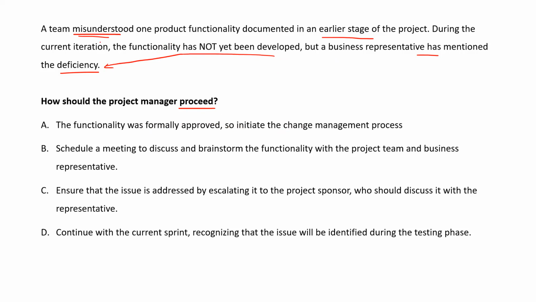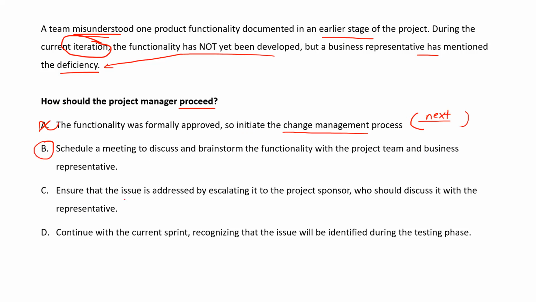We are saying iteration. So initiating the change management process is not our problem, because whatever the changes, they will be done in the next iteration, not in the same iteration. We don't change anything in the ongoing iteration unless it is an important or very crucial one. So because of this, it's gone. Schedule a meeting to discuss and brainstorm the functionality with the project team and business representative. That seems to be the better answer.